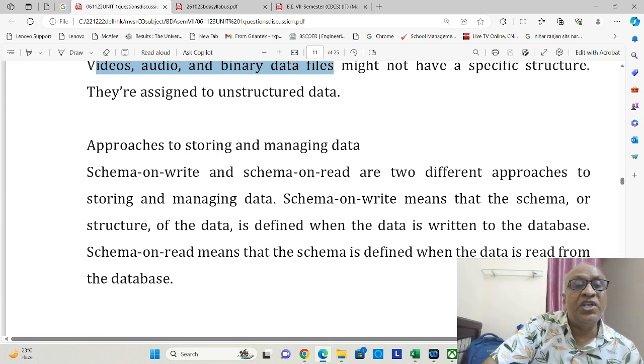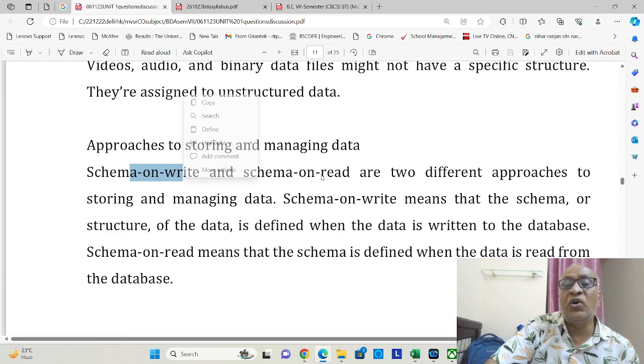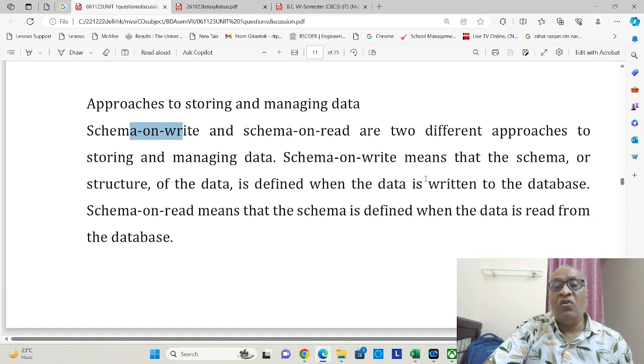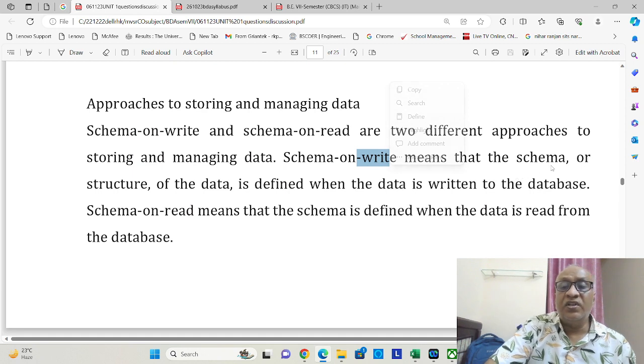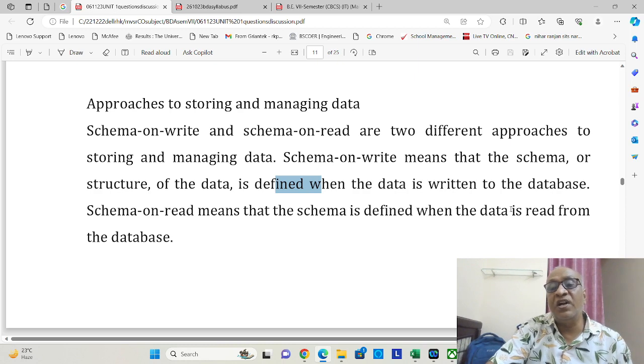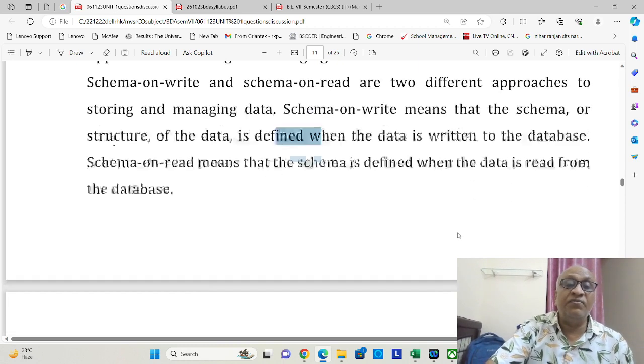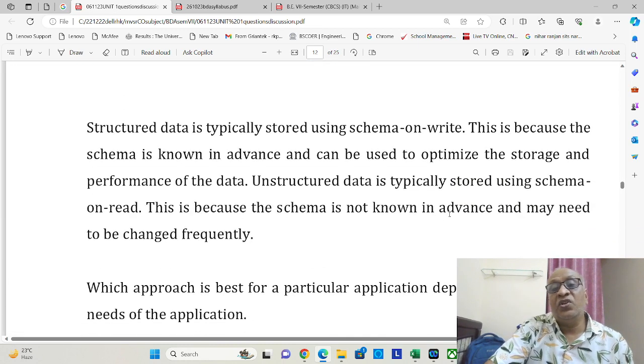One approach is schema on write, the other approach is schema on read. When you say schema on write, what it means is that the schema or the structure of the data is defined when the data is written to the database. When we say schema on read, it means that schema is defined when the data is read from the database. So structured data usually is stored on schema on write because schema is known in advance.